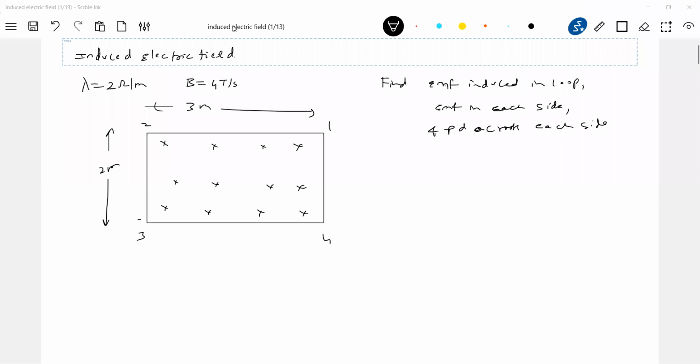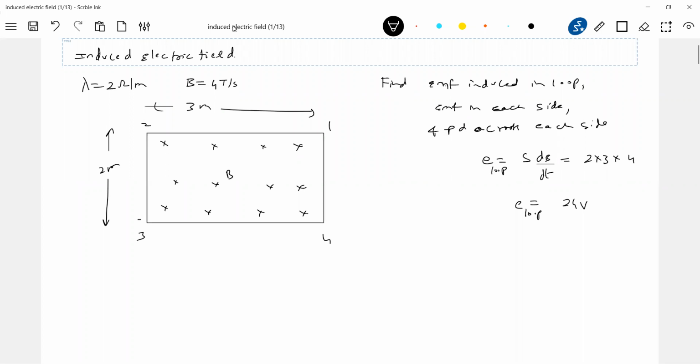First, what is the B bar? So what is the area of the loop? 3 into 2. The magnetic field is varying, so the EMF induced equals S into dB by dt. The magnetic field varies with time at 4 Tesla per second. So the area is 2 into 3, and this is 4. 2 times 3 is 6, so 24 volt is the net EMF induced in the loop.